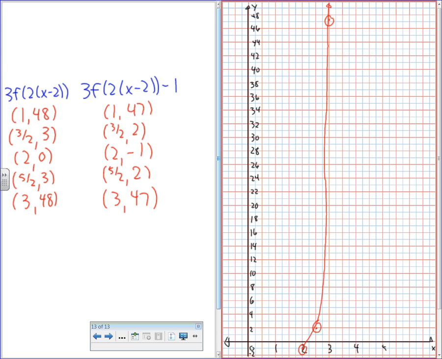Then we'll do the same thing. 3 over 2 is here. And 1 and 47 is right there. Almost. Not bad. Okay. I'm going to call this example 2.